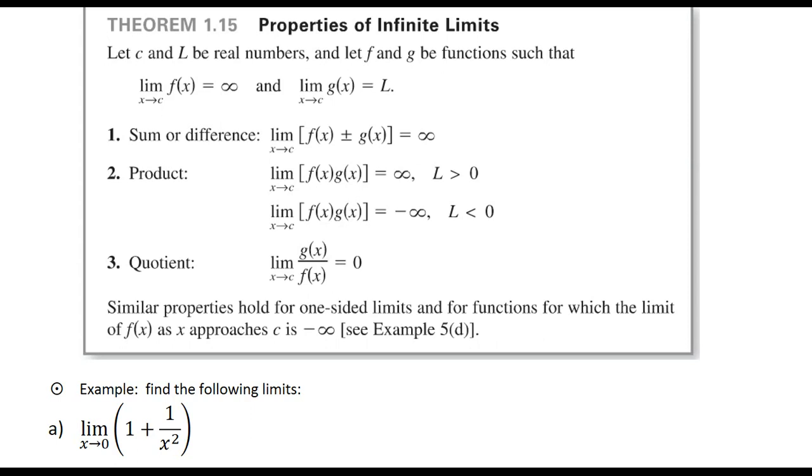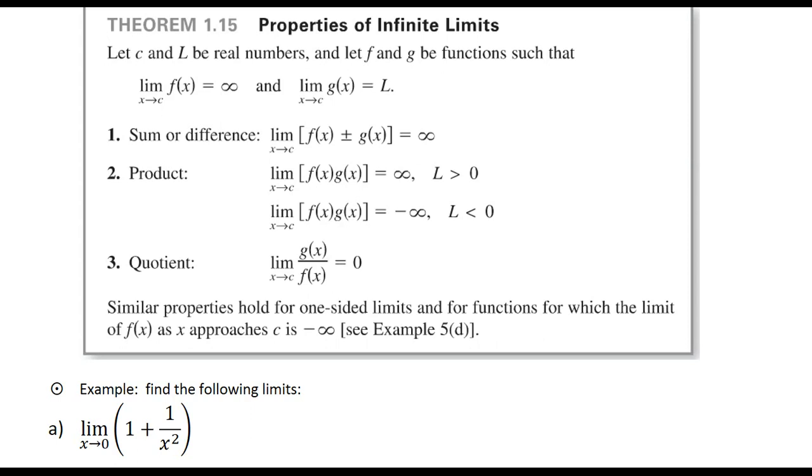So the first one is the sum or difference. So this says that f of x plus or minus g of x is going to be positive infinity, the limit as x approaches c of that. Let's think about why that would be. You've got f of x, which is approaching a really large number. You've got g of x, which is approaching a finite number.